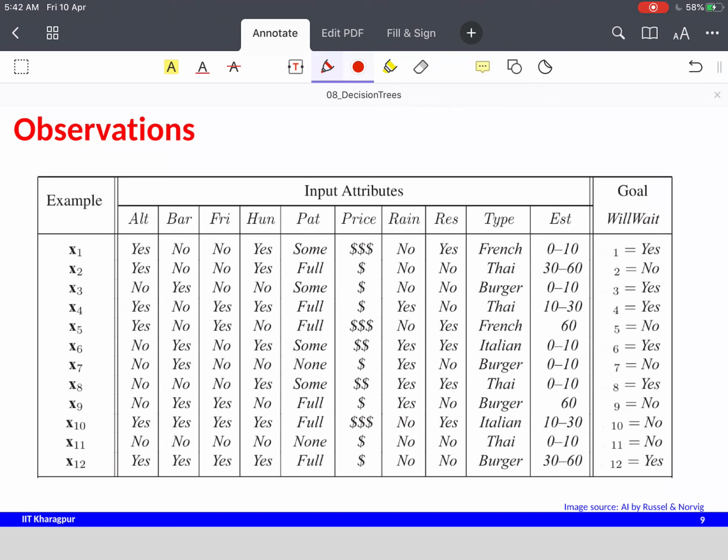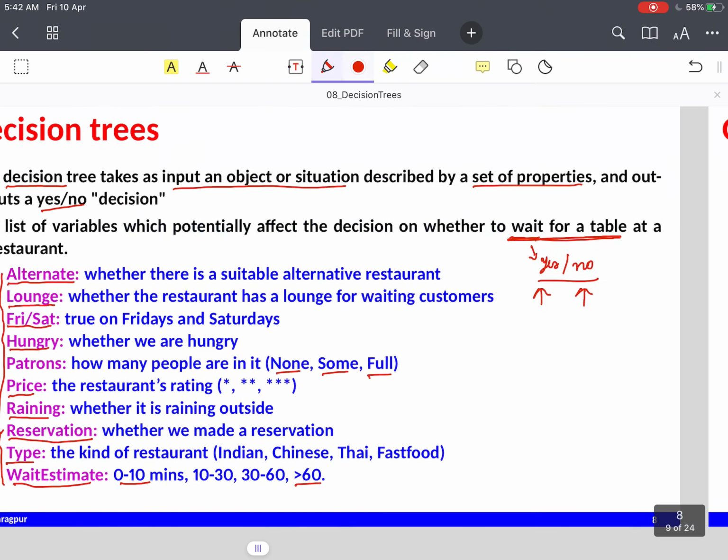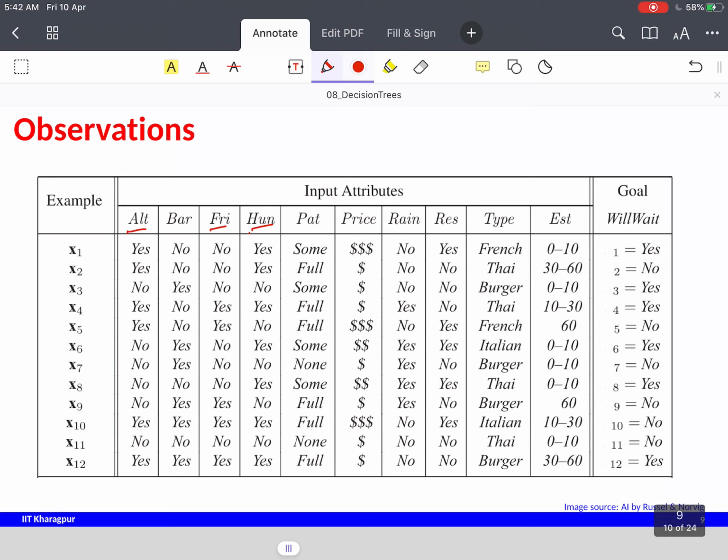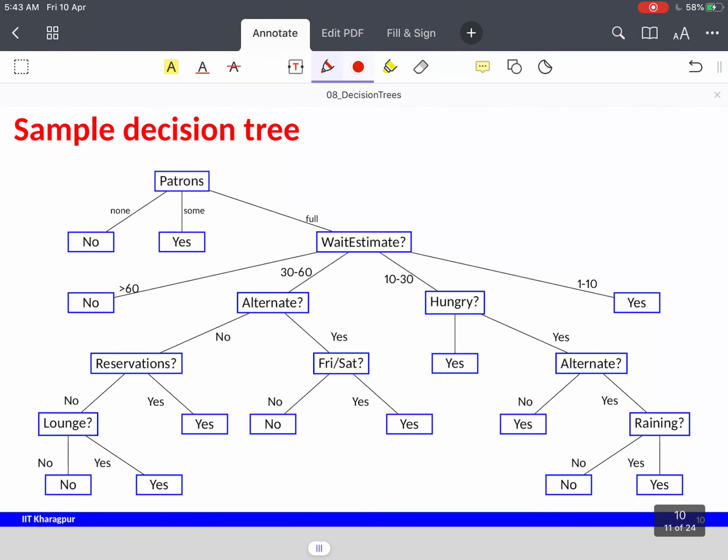So let us look into some of the observations. Let's say we made a few observations where we have whether we have an alternative or not, whether it's a Friday, and all those parameters that we looked into in the previous slide. And my outcome is either yes or no. So that is the observation that I am making. Given this set of observations, we would like to construct a tree so that we'll be able to answer for any combination. So if somebody gives me, let's say, yes here, maybe no here, yes here, no here, and so on, then what is the outcome for that observation?